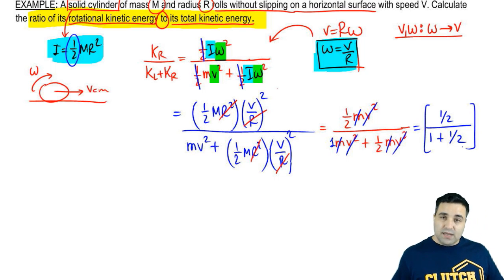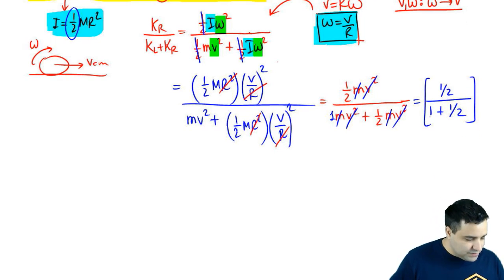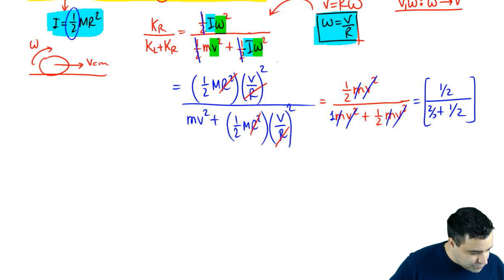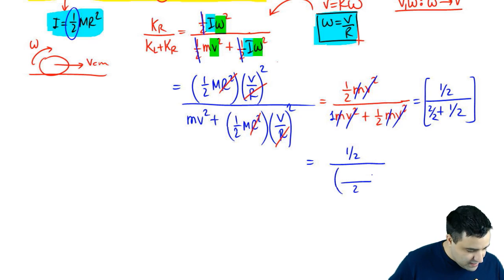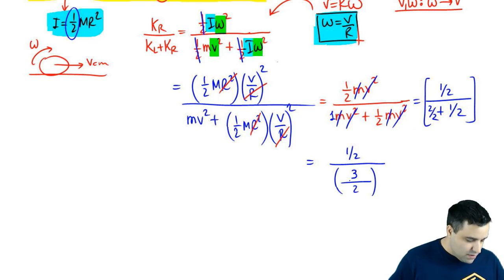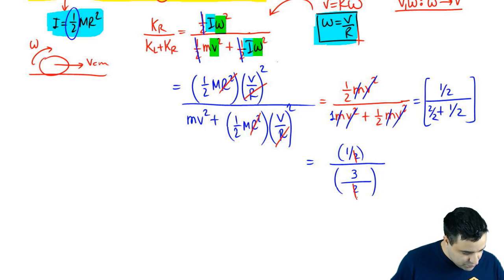There's two ways you can do this. If you like fractions, you can do it with fractions. I'm going to do that first. So I'm going to rewrite this as a 2 over 2. And then I have 1 over 2 divided by, I got a 2 at the bottom here. And then I can add up the top here. So it's 2 plus 1, 3. So I have 1 over 2 divided by 3 over 2. I can cancel this 2, and then I end up with 1 over 3.